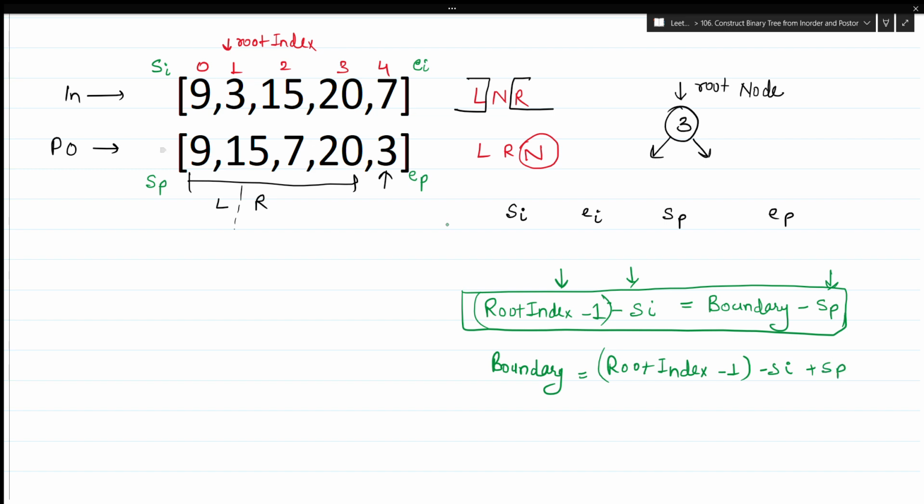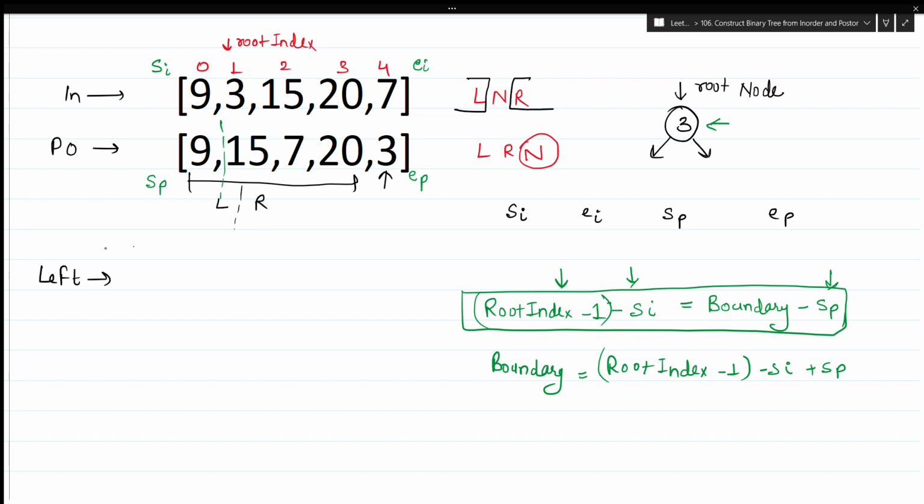For this example, my boundary will lie here. Now I know that 3 is my root node. I need to find out the left subproblem and the right subproblem here. So what will be the parameters of my left subproblem?